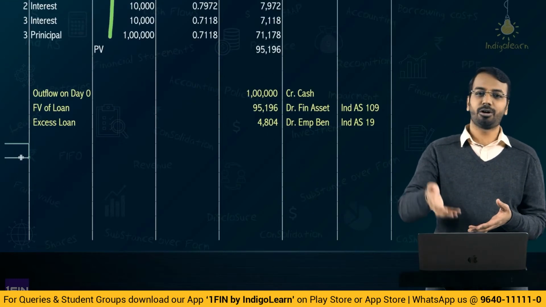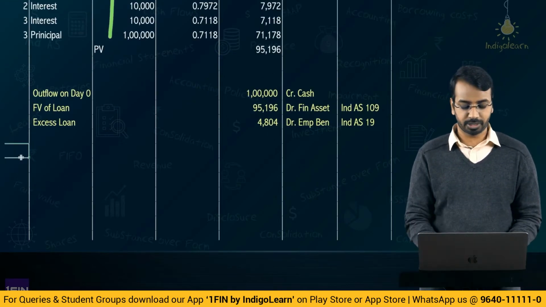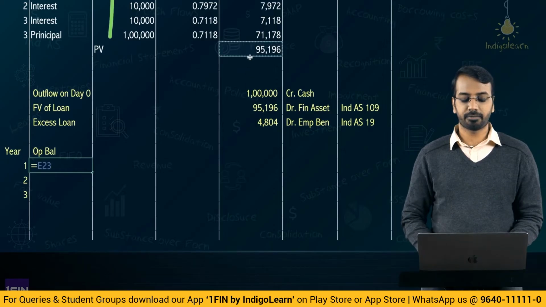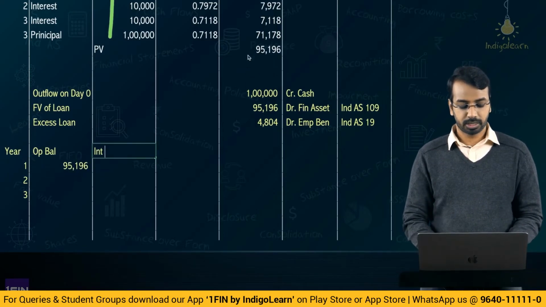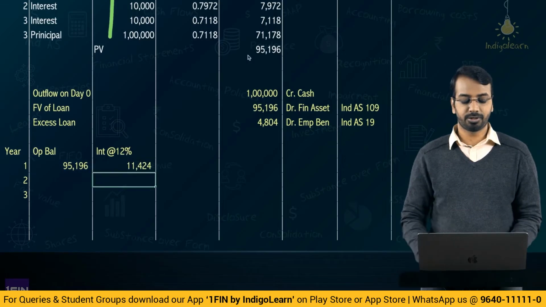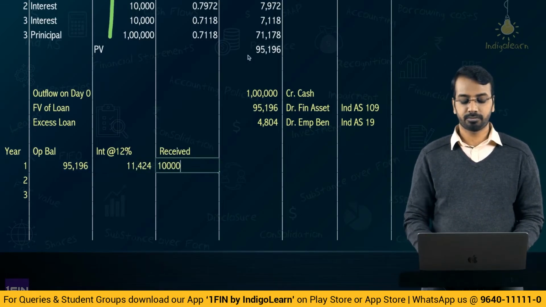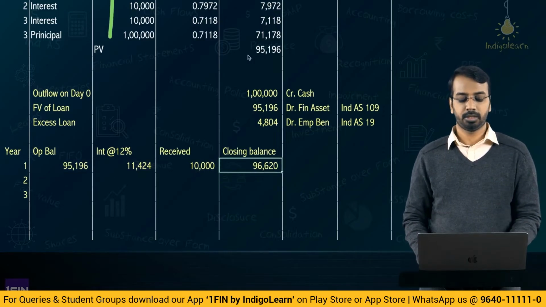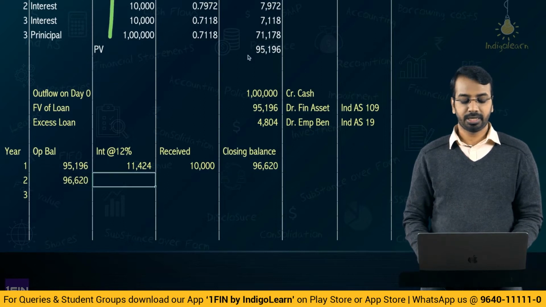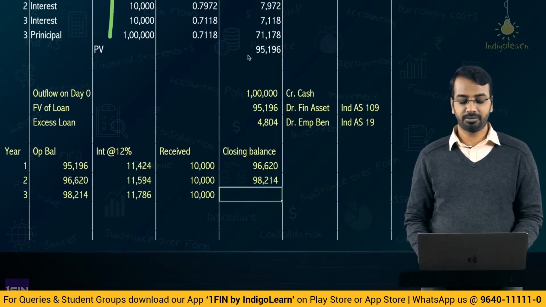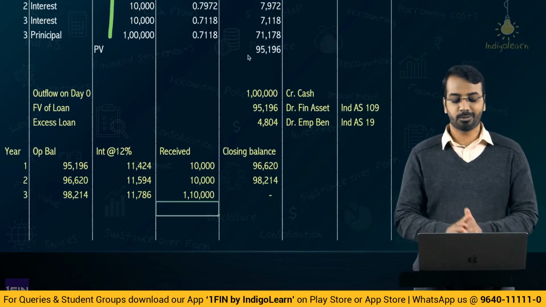Right. Now moving forward, we will come to how to account for interest and all of that separately, but if you prepare a schedule for this: years 1, 2, 3, opening balance 95,196, interest at 12%. So the entity will recognize interest income at 12%, which is 11,424, received 10,000, and closing balance would be opening balance plus interest minus received, which is 96,620. Then opening balance 96,620, interest 11,594, received 10,000, closing balance 98,214. Then opening balance, interest, received, and closing balance 1 lakh. So basically it is 1,10,000 received and closing balance is 0.